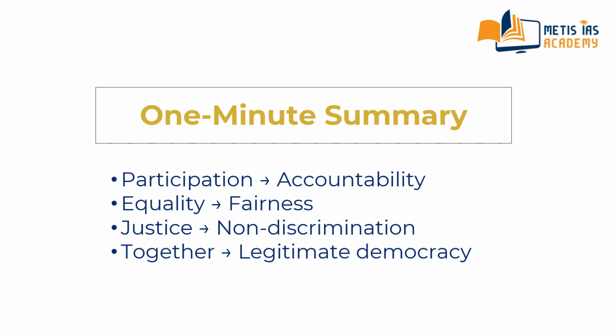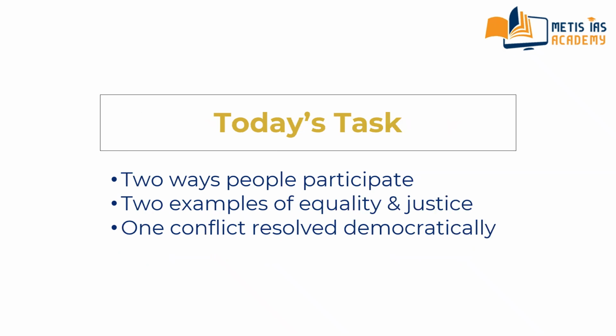This is the structural logic behind chapter 4. Today's task is simple. Read the chapter once, then write in your notebook two ways people participate, two examples of equality and justice, and one example where democracy resolved conflict. Write answers for these three questions in your notebook. Do not memorize, observe society, think like an administrator.